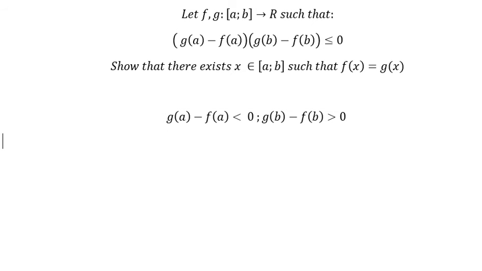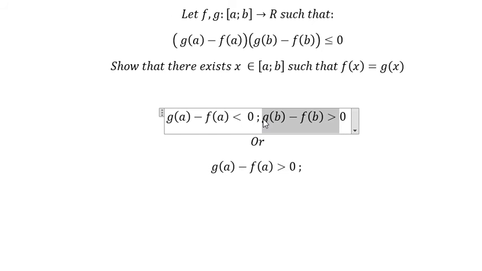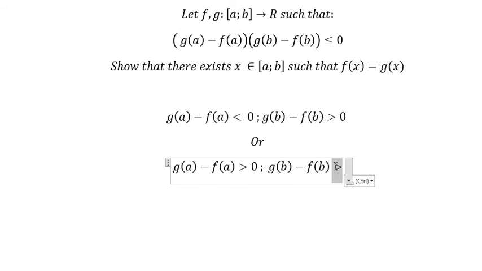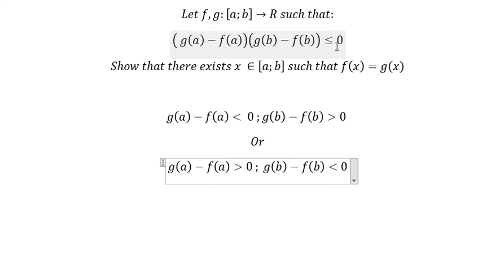Or we can take the next scenario. This one can be positive, and this one should be negative. When they multiply together, they go smaller than 0.